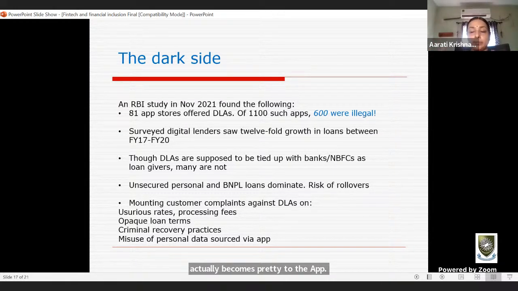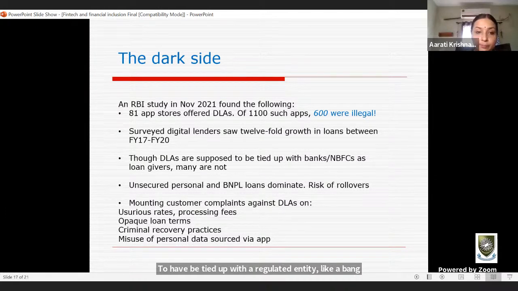At least with a bank or NBFC, there is a physical branch and you can see who is running it and file a complaint, right? So after a big proliferation of these apps, RBI conducted a survey recently, and it found a lot of instances of malpractice in these apps. It found that 81 app stores were offering digital lending apps, and of the 1100 apps, 600 were illegal. Though these apps are supposed to be tied up with a regulated entity like a bank or an NBFC, many apps were not following the rules.